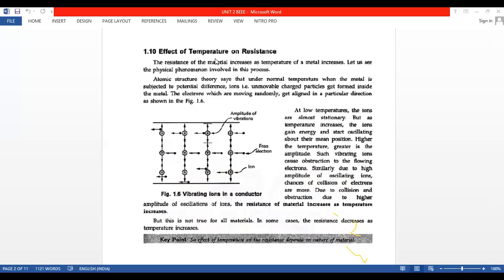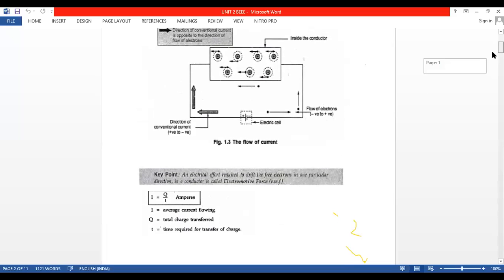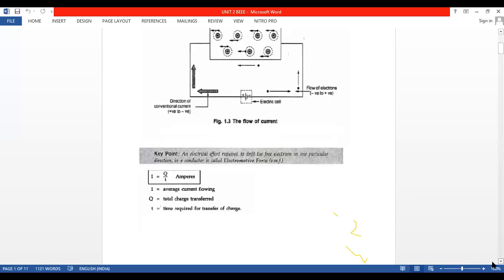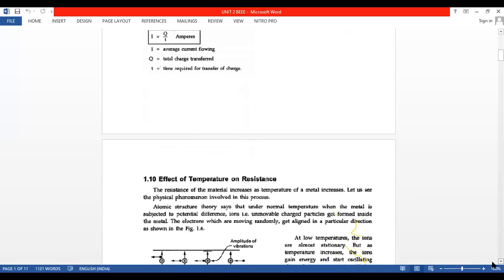We say when a battery is connected to a circuit, as we have shown in the diagram here, the battery is connected. When a battery is connected to a conductor, few electrons get heated up. The entire surface region of the conductor gets heated up. Heat energy is created. So in this case, the temperature of that conductor is increased.